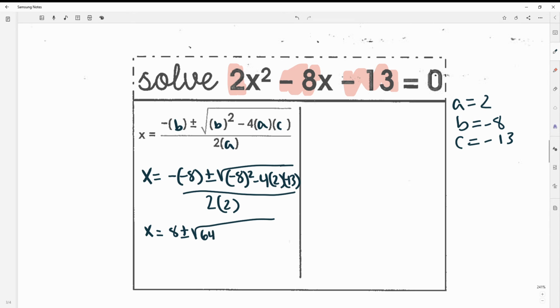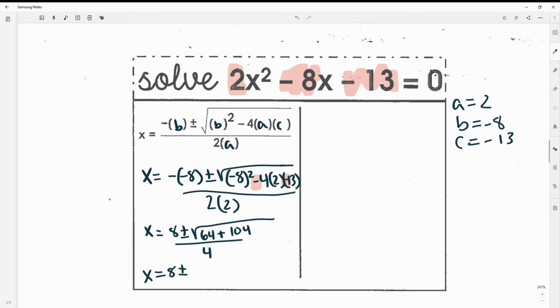8 squared is 64. Negative, so look what's going to happen here. Negative and a negative. Those two negatives make it a plus. Now 4 times 2 is 8. And then 8 times 13. I don't know off the top of my head. Let's see. 8 times 13, 104. Okay, divided by 4. Alright, so let's keep going.